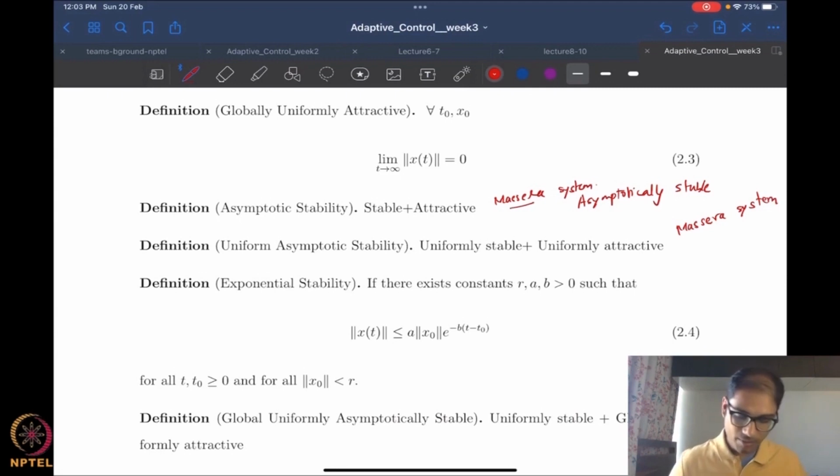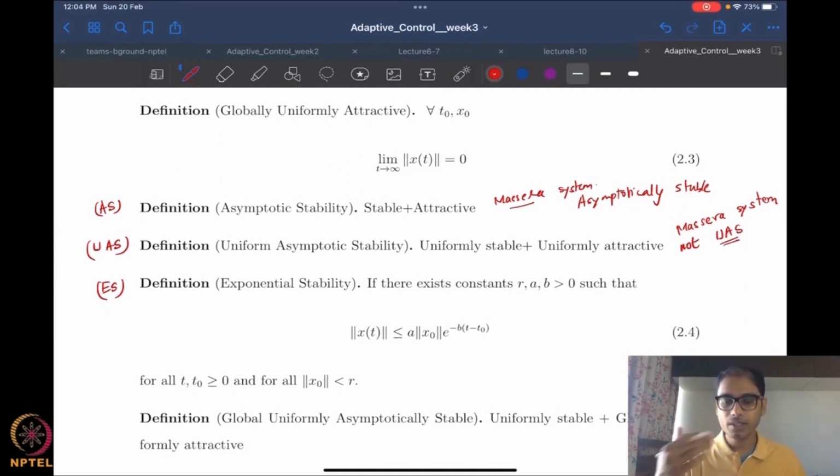So I will start to make these acronyms: asymptotic stability, uniform asymptotic stability, exponential stability. So the Massera system is not uniformly asymptotically stable at the origin, of course. Whenever I say something is stable, uniformly asymptotically stable, and I don't mention the equilibrium, I'm just trying to shorten the sentence. Okay.